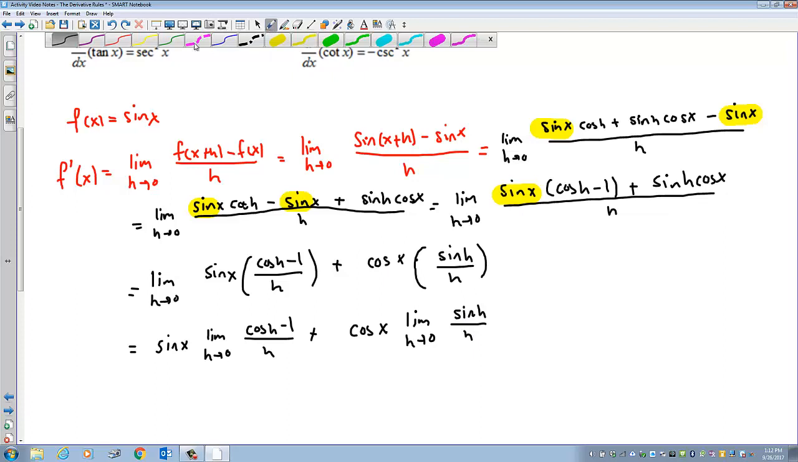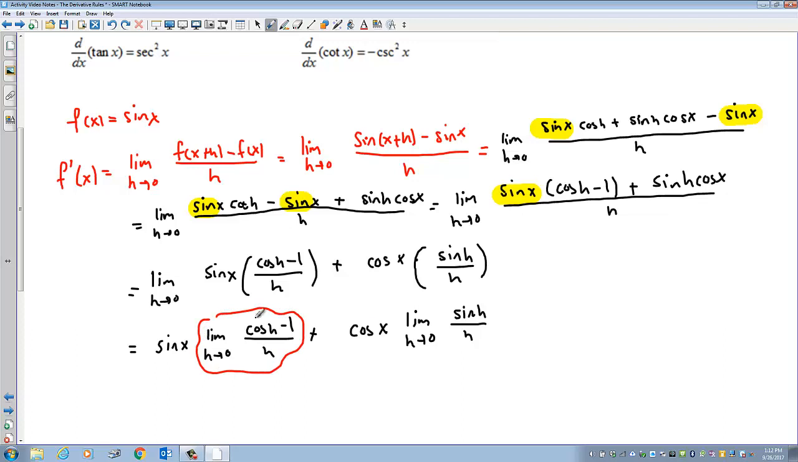Now these things are limits that we've actually done before in the notes or in the lecture videos. And you can do these limits by simply making tables if you want. So you make a table here, do h, do cosine of h minus 1 all over h on your calculator. Pick a number close to 0, like 0.01, negative 0.01, make sure you're in radians. And what you're going to see is you get out a number approximately 0. Approximately 0. So this thing is going to be 0. So we're going to get sine of x all times 0.